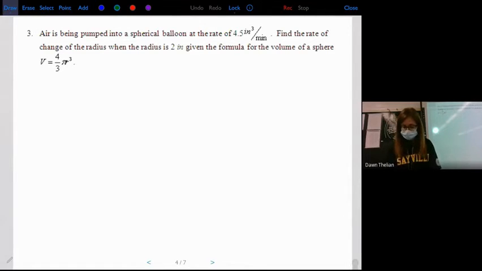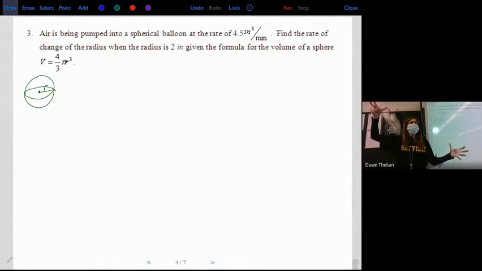All right, so if we have a spherical balloon that's being pumped up, the first thing that you want to get a visual of in your head is, if our volume formula is based on the radius, if we're blowing this up, is the radius or the volume remaining constant when we blow it up? No, no constants in this one. Everything's expanding. All right, so let's see what we're given.